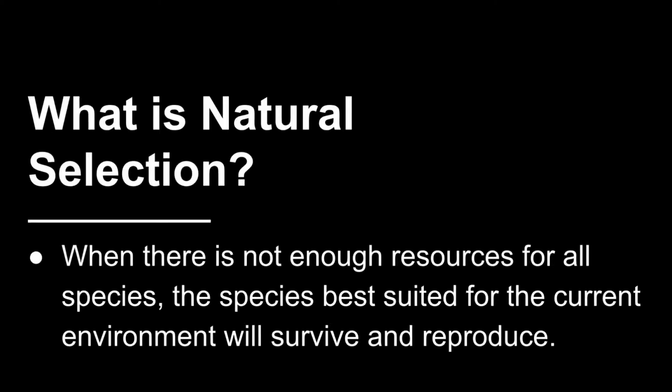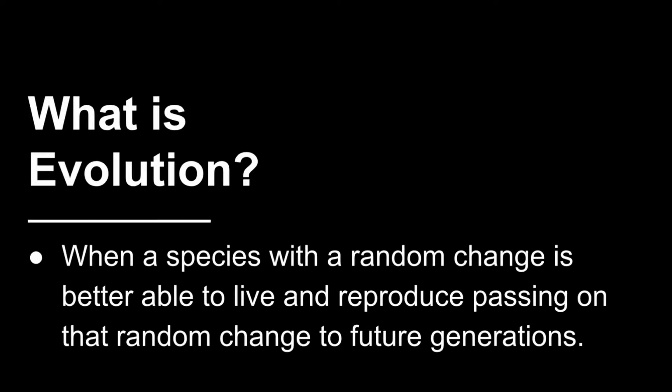What is natural selection? Natural selection is when there are not enough resources for all the species, and the species best suited for the current environment will survive and reproduce. What is evolution? Evolution is when a species with a random change is better able to live and reproduce, passing on that random change to future generations.